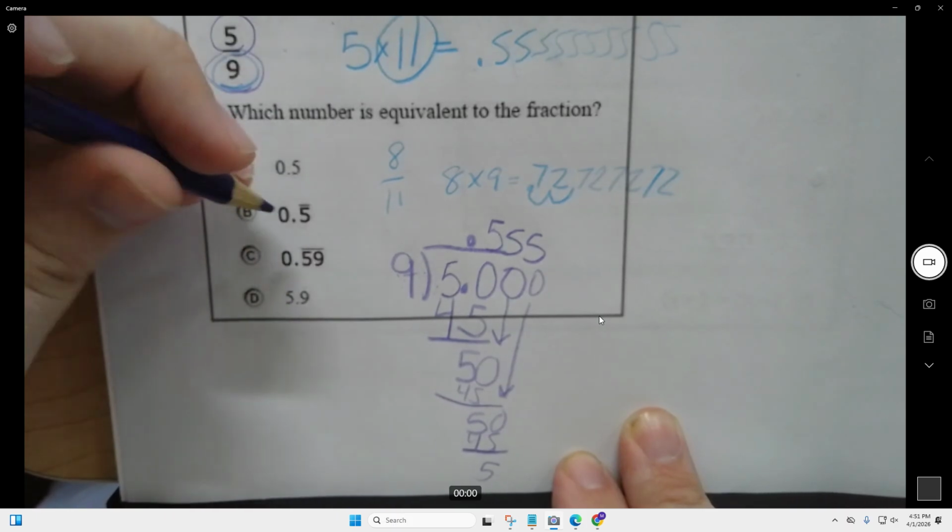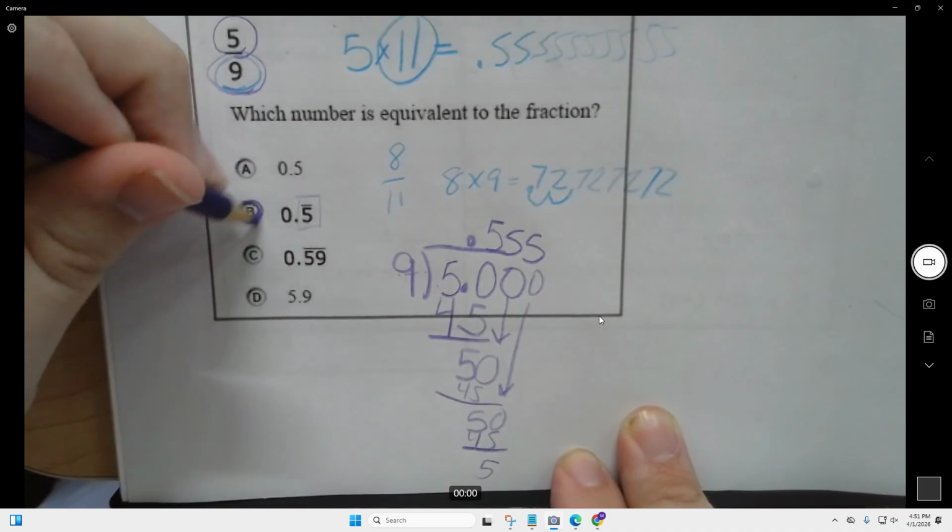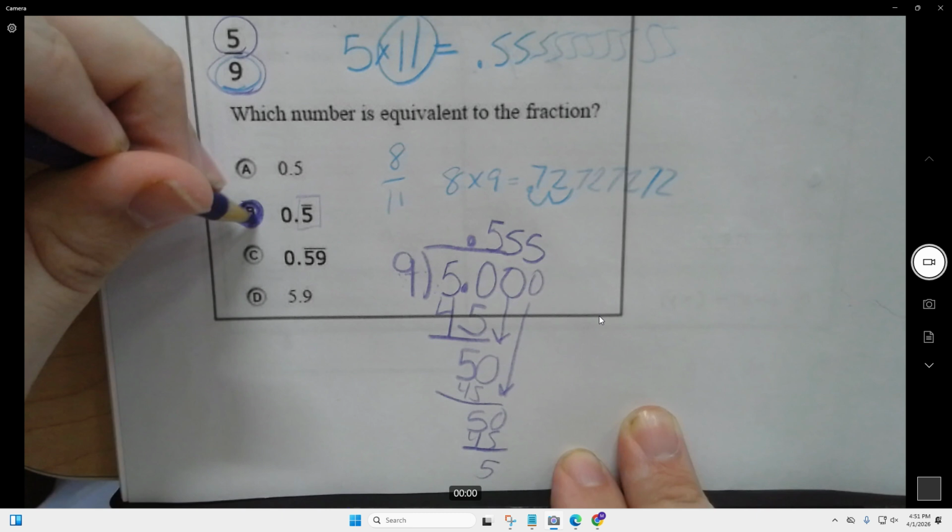How do we write a repeating 5? That's where you put the bar above it. So it would be choice B.